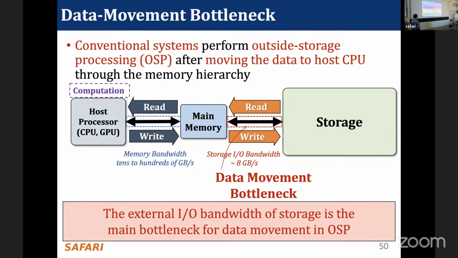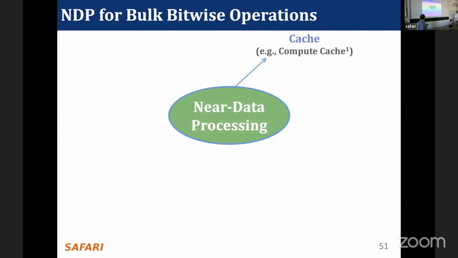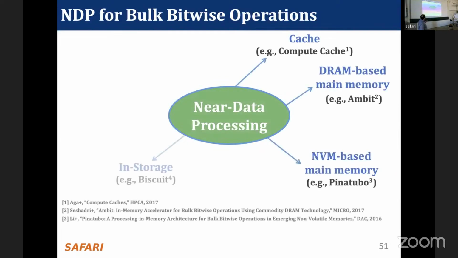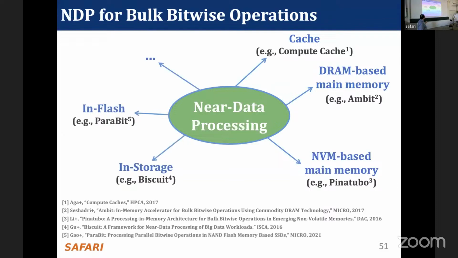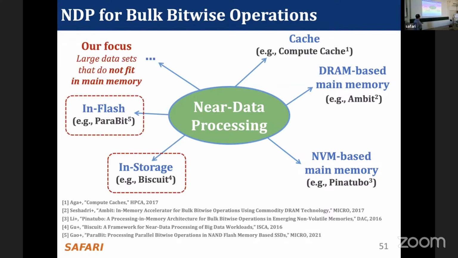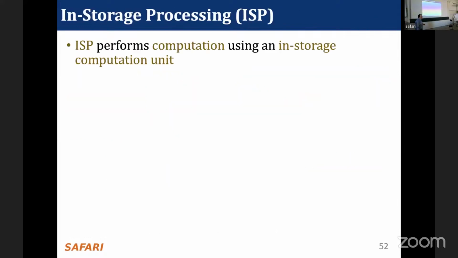As I said, the external I/O bandwidth of the storage is the main bottleneck for data movement in outside-storage processing, or OSP. Near-data processing for bulk bitwise operations has been proposed and used in many prior works, like using cache, DRAM-based main memory, and NVM-based main memory inside the storage or in flash. But as I said, the focus of this work is in-storage processing, which can be close to the flash memory, near flash memory, or inside the flash memory. Okay, so let's have some background on in-storage processing.